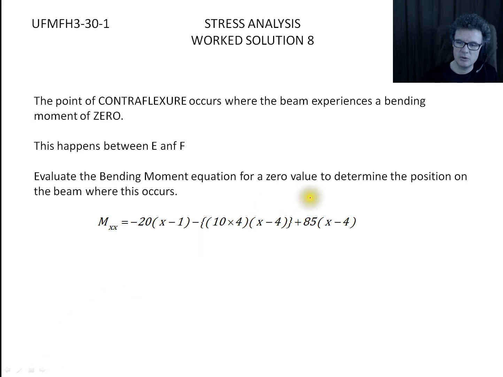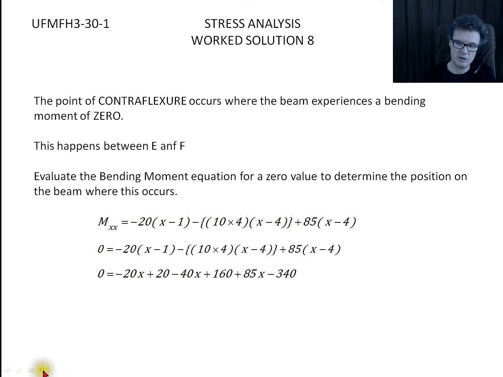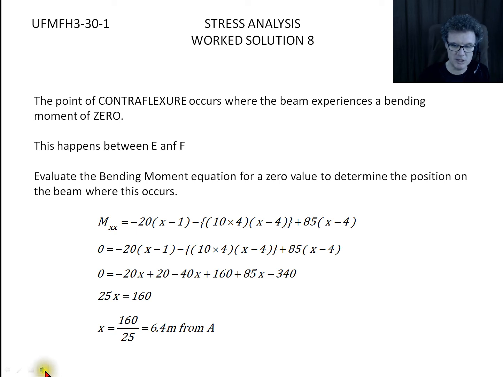For that, you will normally need to see from your plot that M is changing from a positive value to a negative value, or a negative value to a positive value. I think this will be when we've just gone past the UDL, but before we've hit the second concentrated load. They've rearranged it and found out where that position is, and it turns out to be 6.4 meters from A.